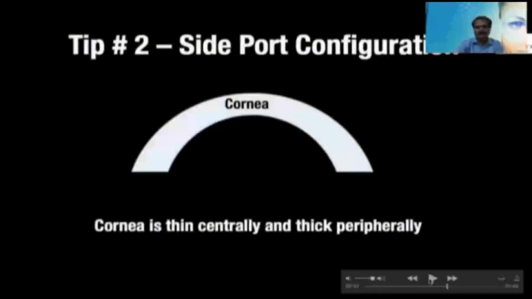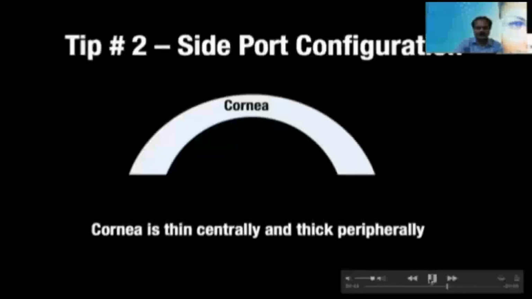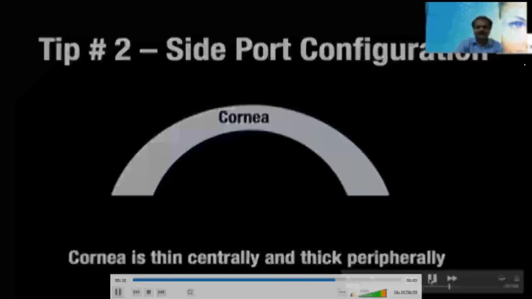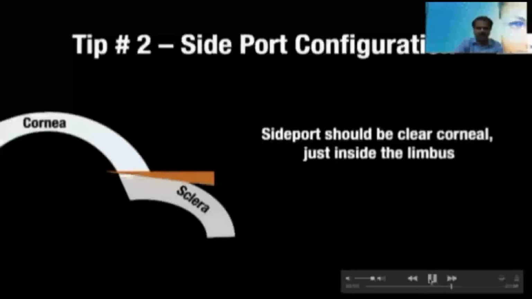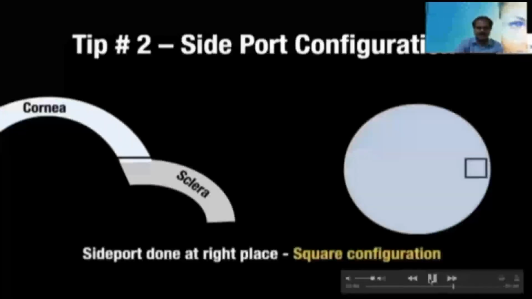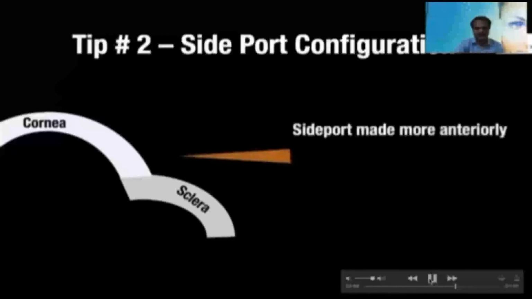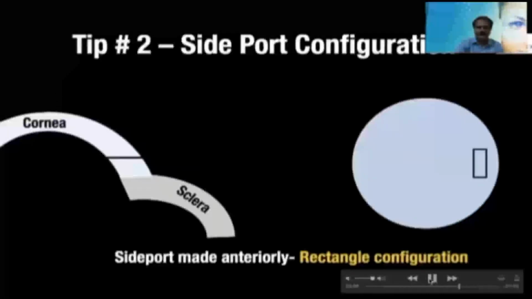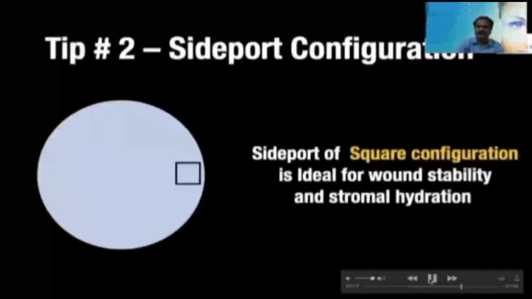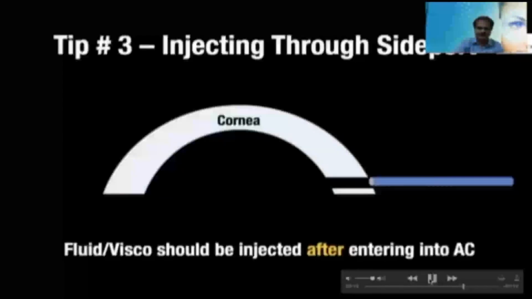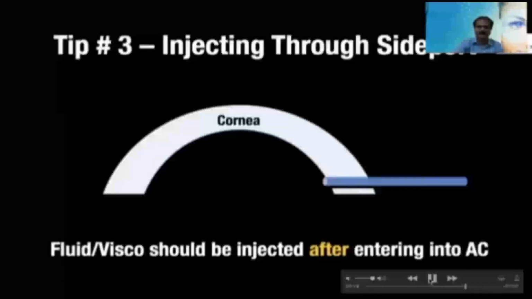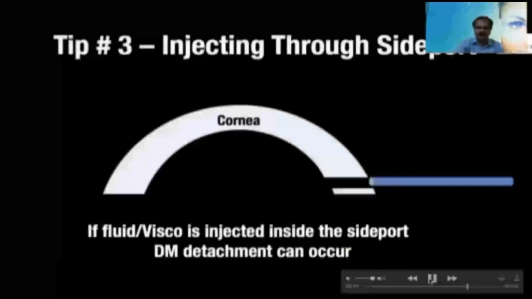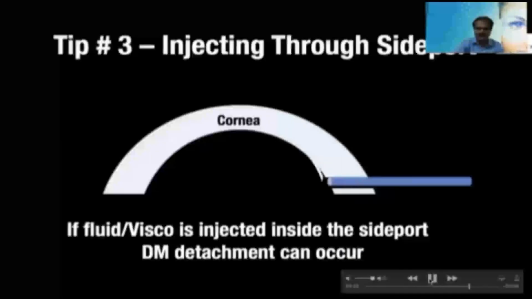Now coming to the side port configuration, I'll be sharing another animation here where the side port is performed always in the clear cornea, and preferably a square incision is ideal, and it can even be a rectangular one. The side port should be just inside the limbus, and when you inject the fluid into the side port, it should be injected once the cannula is totally seen in the antechamber and not midway because of the risk of DM detachment. So the fluid or visco should be injected only after entering the antechamber and not when the cannula is in the substance of the cornea.